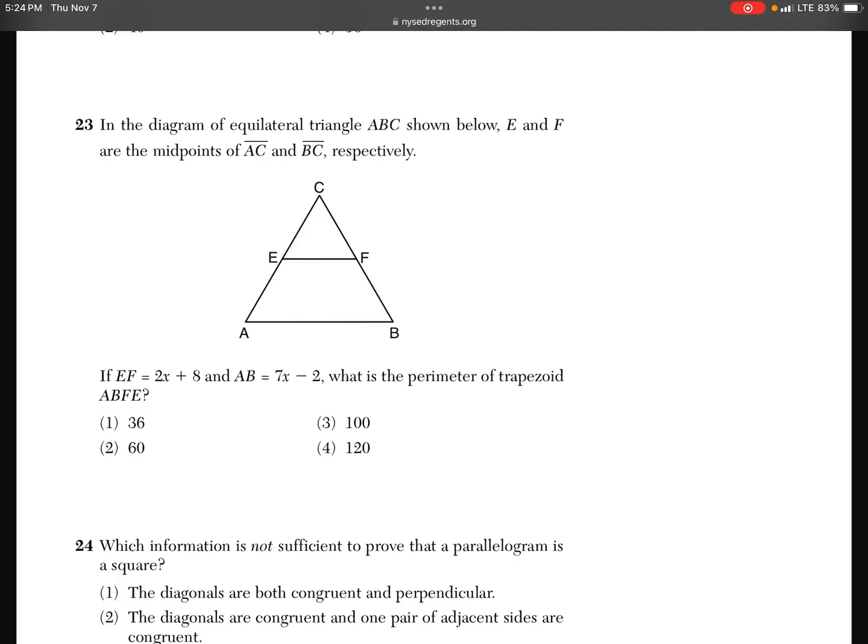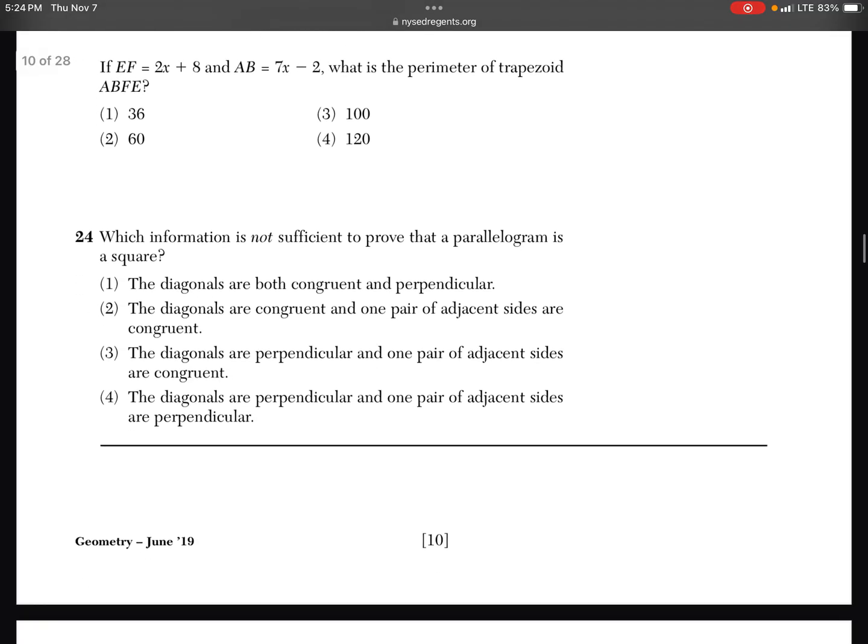So it's not answers 1 or 2. How are we going to find the rest of it? It's an equilateral triangle. So what did I say the base was? 40. Then EA and FB would also have to be 20 each. So 60 plus 40, that's 100. The answer to 23 is number 3.